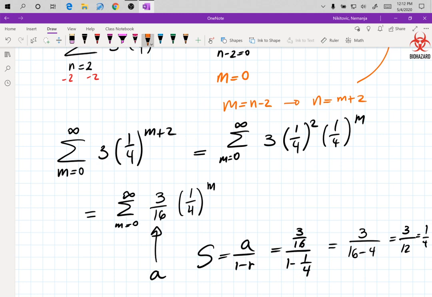So what I did is I multiplied top and bottom by 16 over here to kill the double fraction, right? So 16 and 16 cancel, just leave a 3. 16 times 1 is 16, and then 4 and 16 cancel to 4. So that's a 12, 3 over 12, 1/4.